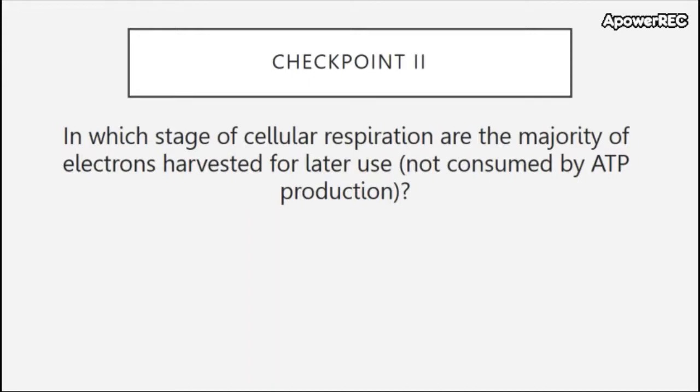Checkpoint 2. In which stage of cellular respiration are the majority of electrons harvested for later use? That is to say, not consumed by ATP production, but gathered up in order to be used later.